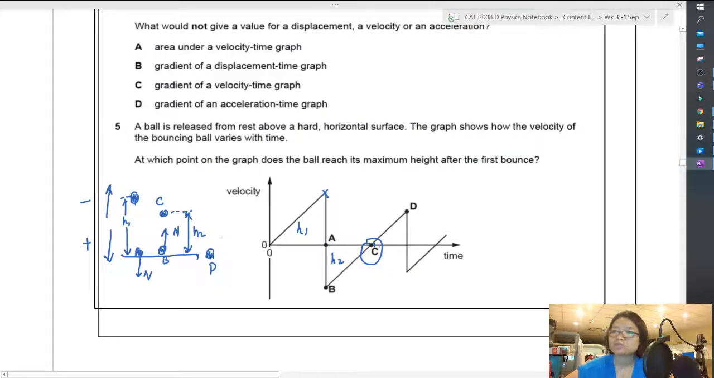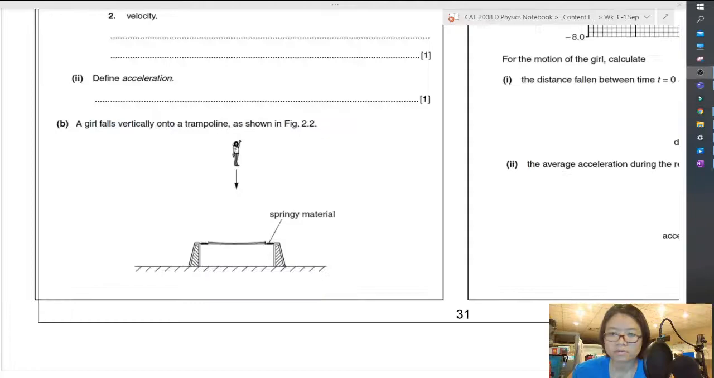So you can see at each rebound, I lose velocity. I will lose kinetic energy. But here is also H2, because from B to C it goes up, reaches the maximum position, and then falls down the same height. So that is this question. Once again, sorry if I didn't mention just now, page 19. Let's look at one last one.